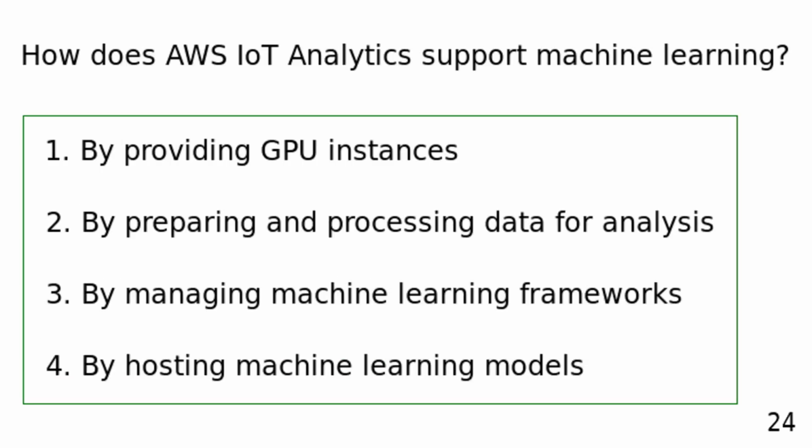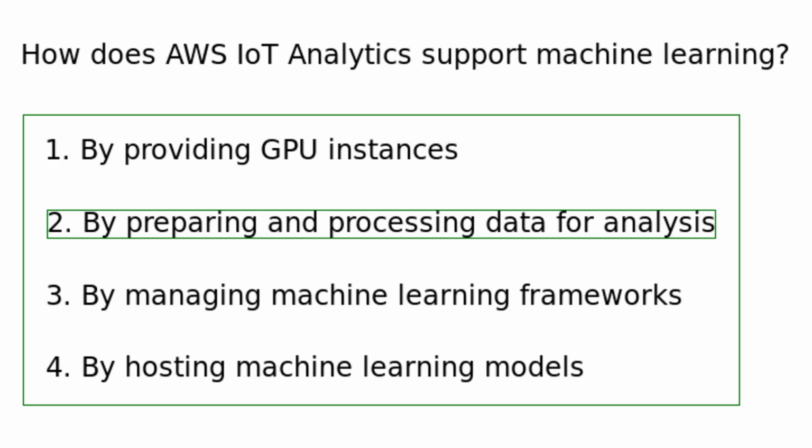How does AWS IoT Analytics support machine learning? By providing GPU instances. By preparing and processing data for analysis. By managing machine learning frameworks. By hosting machine learning models. AWS IoT Analytics prepares and processes data to be used in machine learning analysis.